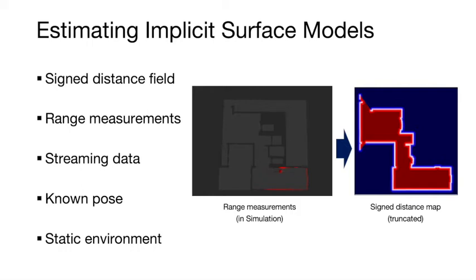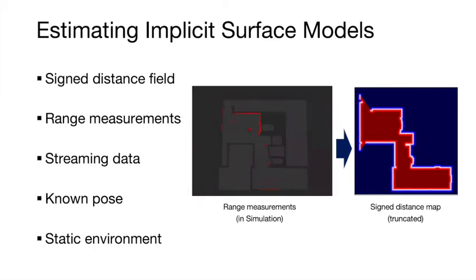Our goal is to estimate a signed distance map of a 2D environment from range measurements, as seen here in the video on the right hand side. This type of data usually comes as streaming data, which means that range measurements and scans arrive one after another, and we assume that this amount of data is too large to keep in memory at the same time. For this paper, we also assume that we have unknown poses for each range measurement, and that the environment is static. That means that it doesn't change between different scans.